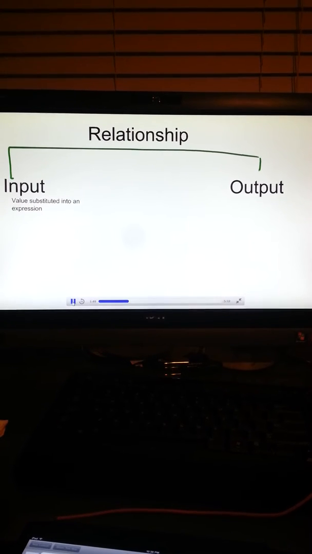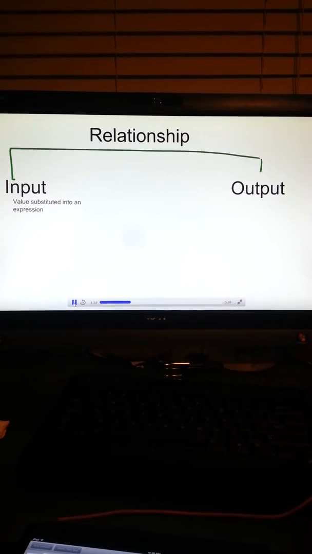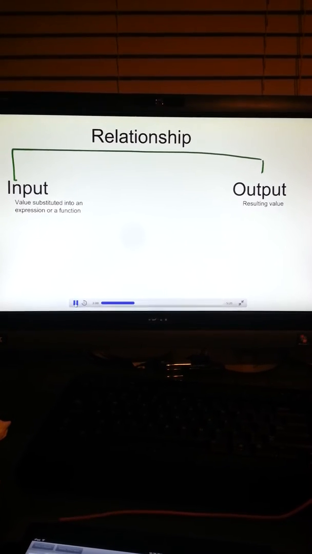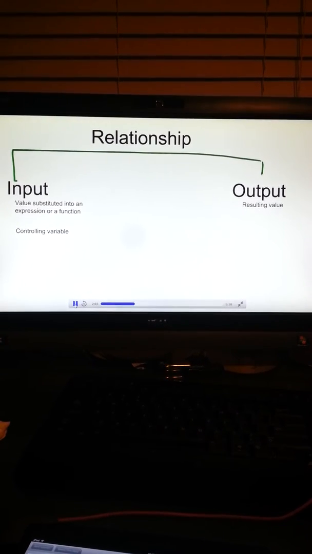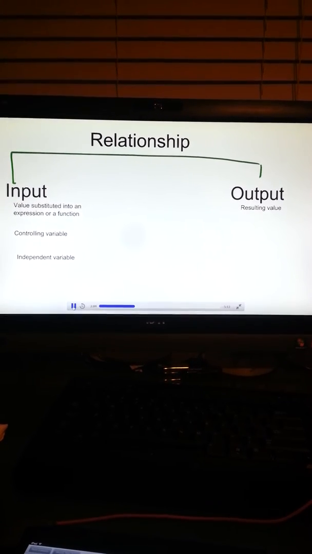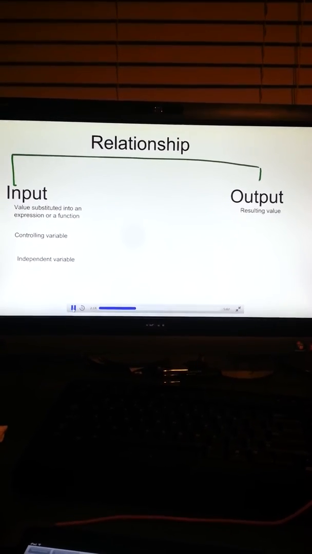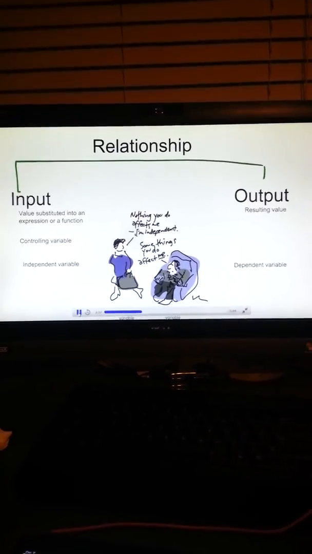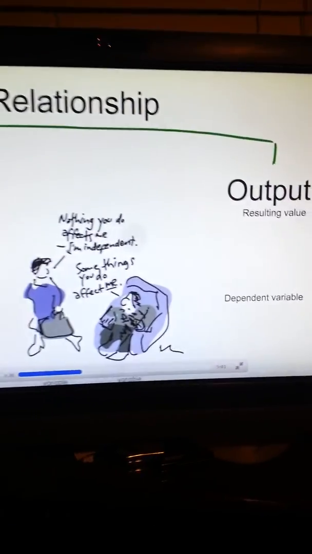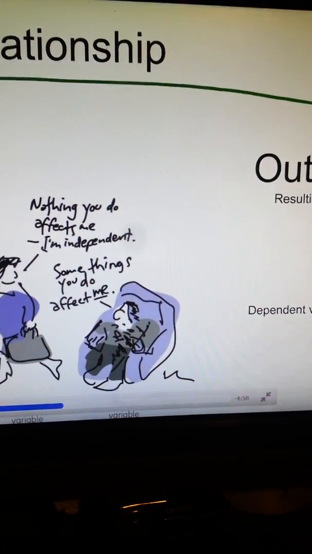Now within a relationship in an ordered pair, there is an input and an output. The input is the value substituted into an expression or a function. The output is the resulting value of that same expression or function. The input is the controlling variable. Another name for the input is the independent variable, because its value determines the value of the output. The output is also known as the dependent variable because its value depends on the value of the input.